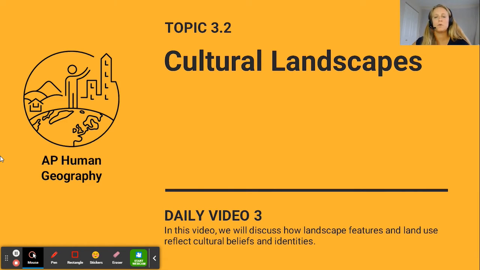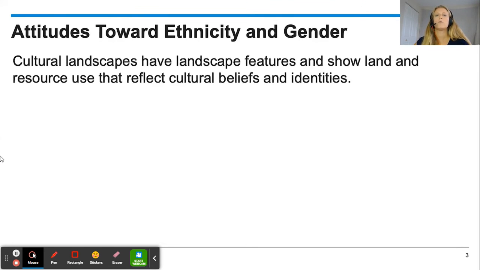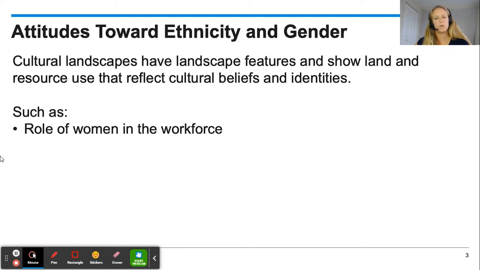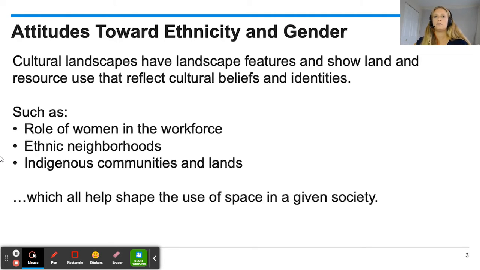In this video, we're going to focus more on how we can use cultural landscapes to see attitudes about ethnicity and gender. So remind yourselves what cultural landscapes are, but we want to focus on the part that they can reflect how people feel about different cultural beliefs and identities. So things such as the role of women in the workplace, ethnic neighborhoods, and indigenous communities and lands, all that together help shape use of space in a given society.